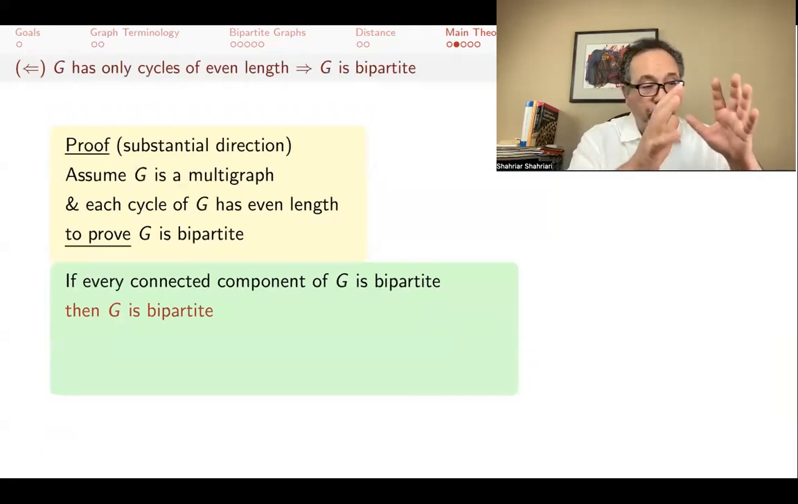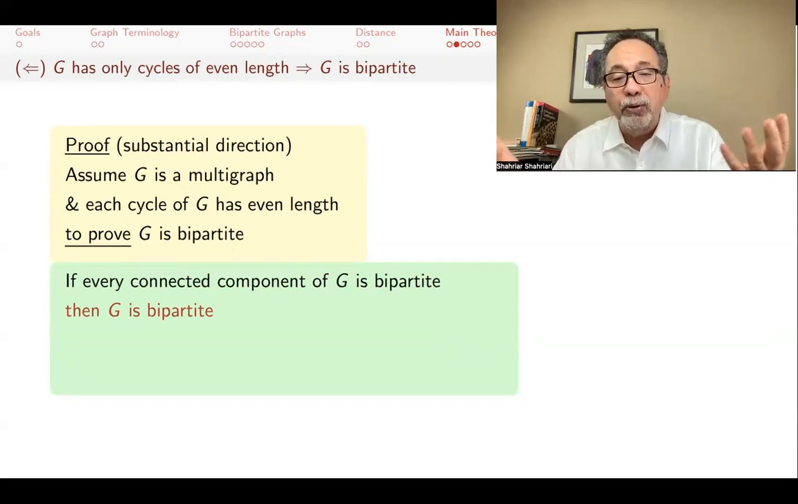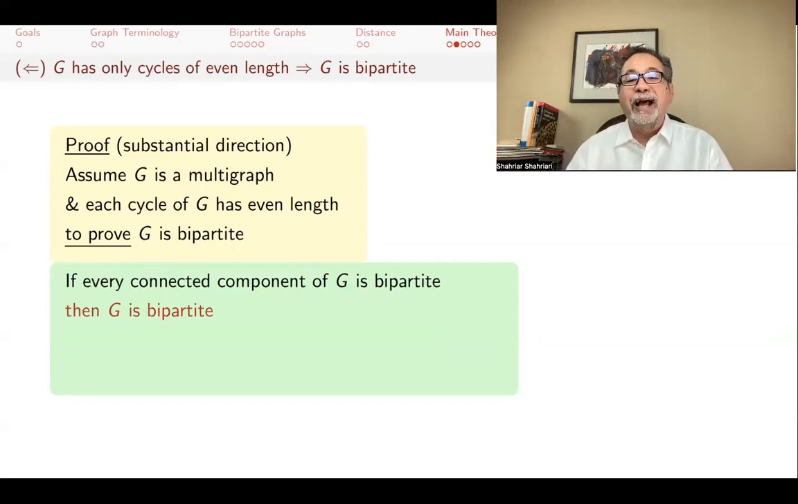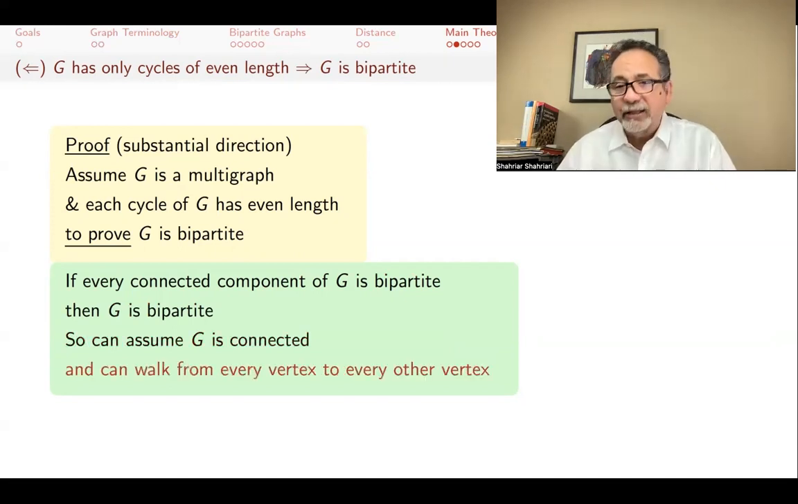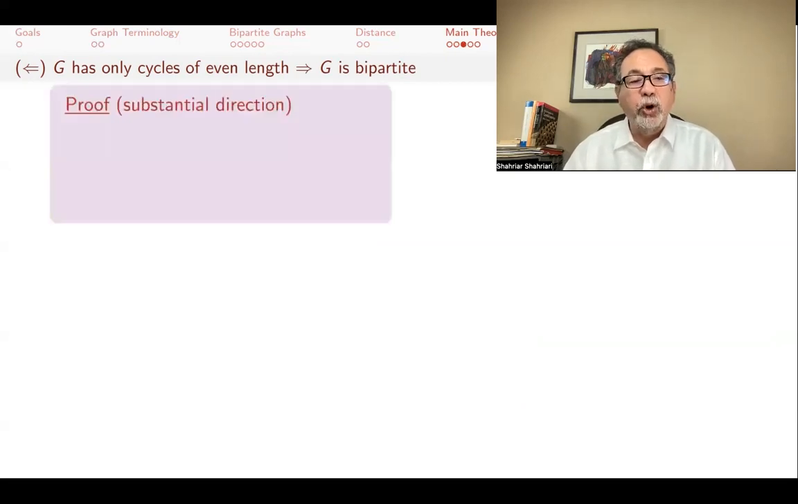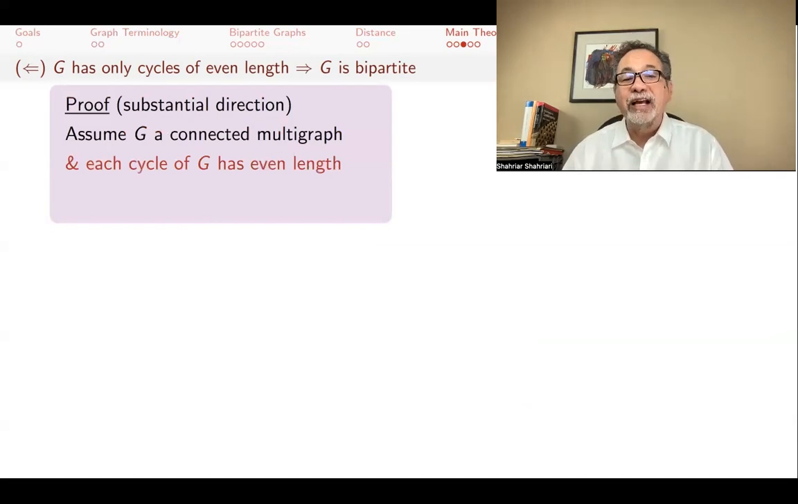Because if this part is bipartite, that part is bipartite, then these different connected components don't have anything to do with each other, and therefore it's enough, without loss of generality, to assume that the graph is connected. Connected again means that you can walk from every vertex to every other vertex. Okay, so where are we? We have a connected multigraph right now. Each cycle has even length, and we want to prove that it's bipartite.